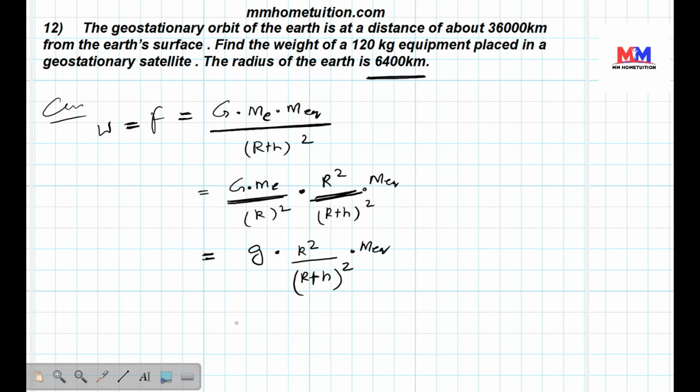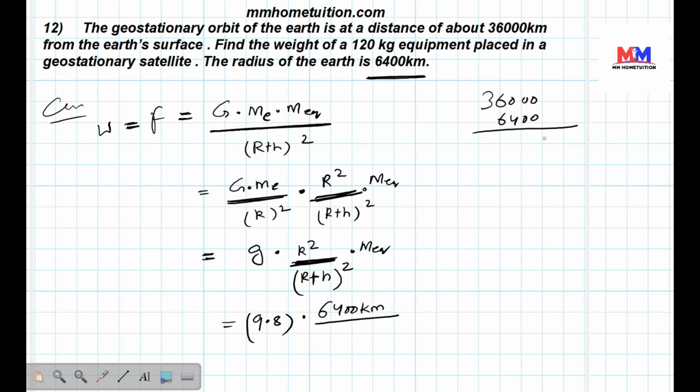So g value equals how much? g equals 9.8. So g equals 9.8 R square divided by R plus H whole square. So R equals how much? Radius of the Earth is 6400 kilometer, 6400 kilometer divided by R plus H. R plus H is 36,000 kilometer plus 6400 kilometer.